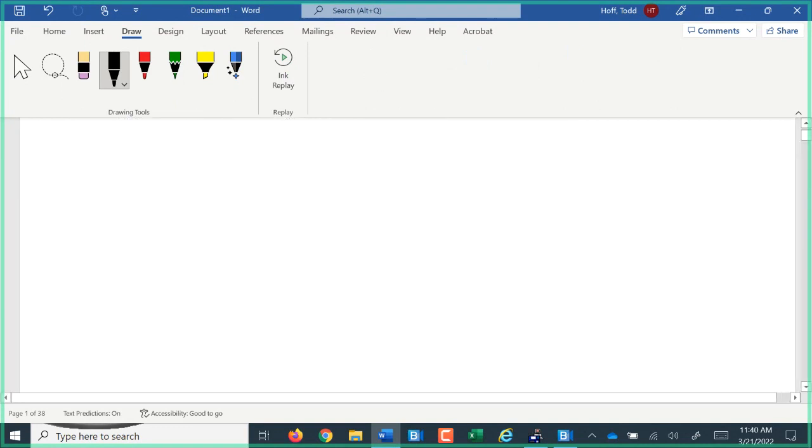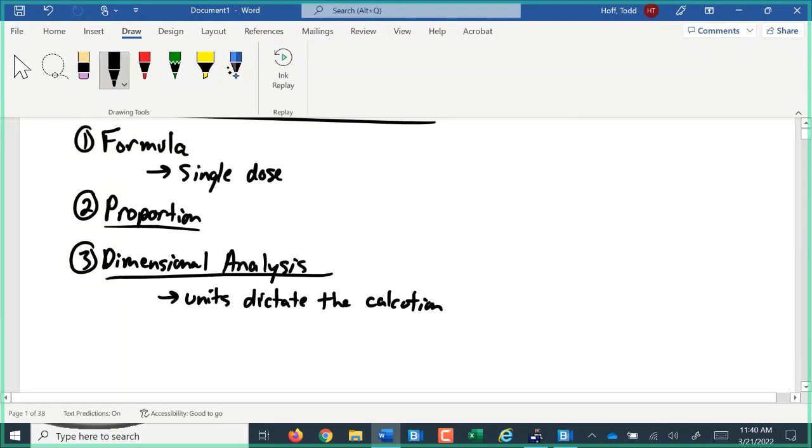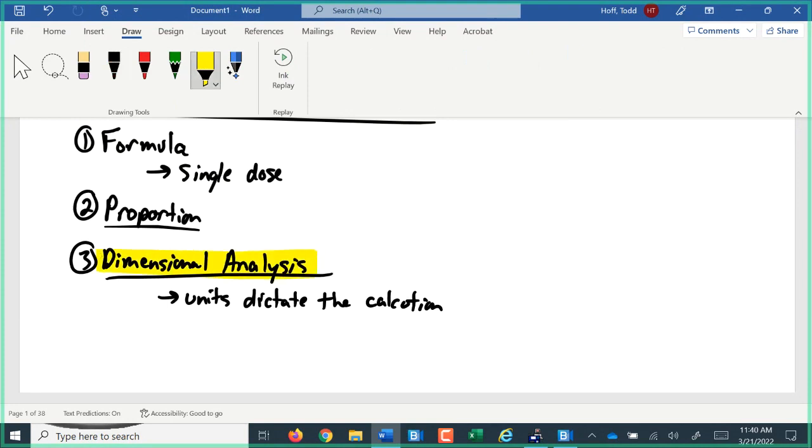So today we're going to look at more dosage calculation examples. I'll scroll back up. I see a couple of you writing. And we're going to look at more dosage calculation examples and look at some of the strengths of dimensional analysis. I'm not going to do all the other methods. We're going to pretty much stick to dimensional analysis from here on out.